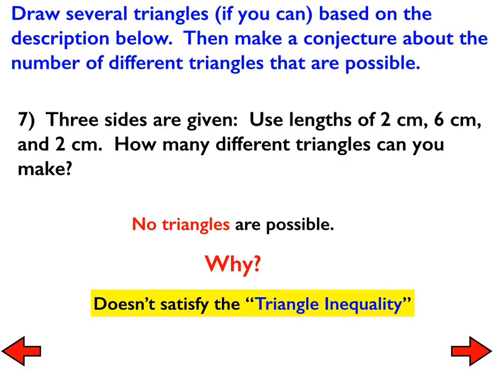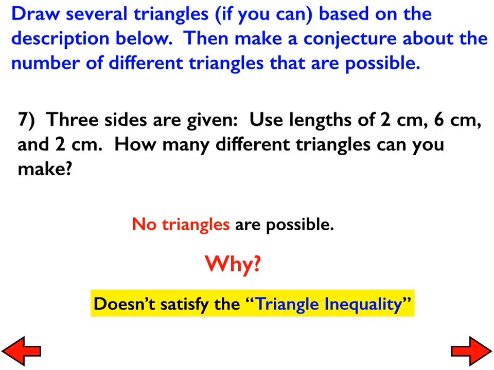In number 6, the 3 angles didn't satisfy the triangle sum theorem. In this one, the sides don't satisfy the triangle inequality. And that's why we learn things like that, so that we can recognize, oh wait, I can't make a triangle because of these things. All right? Let's go to number 8.